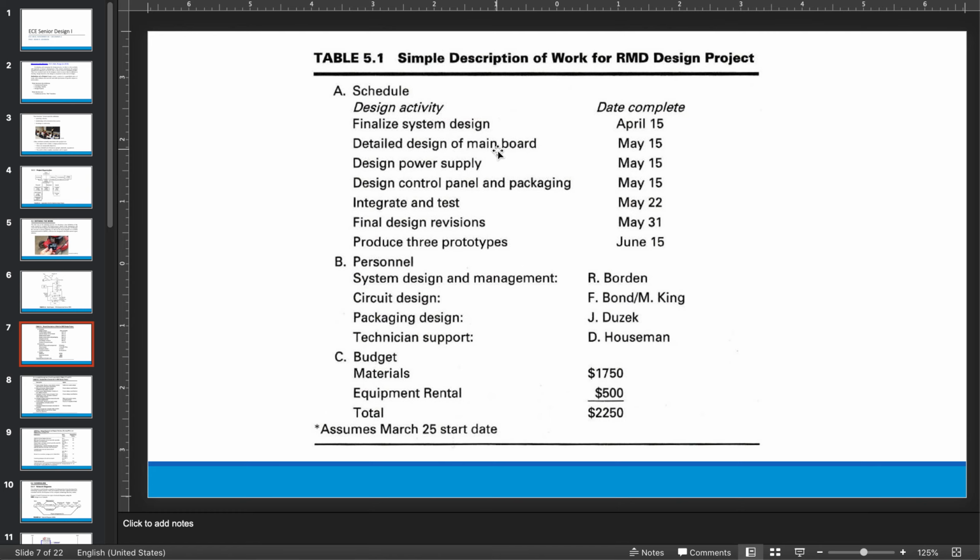So here you've got some design issues for the main board, the power supply, the control panel and packaging, integrate and test. So this would be probably something that you would be doing in 4810, I guess, in that respect. But then you'd be doing the circuit design. You would be doing the final design revisions and essentially producing the 3 prototypes in the 4820. So 4810 for these activities and 4820 certainly for this last one.